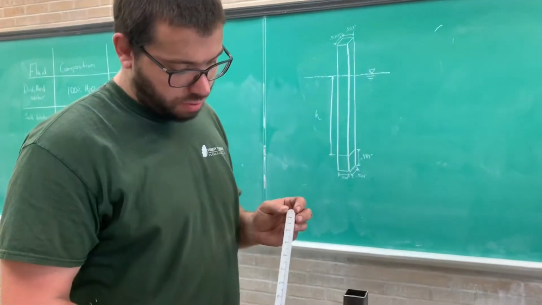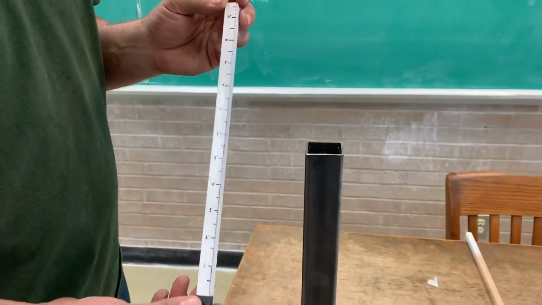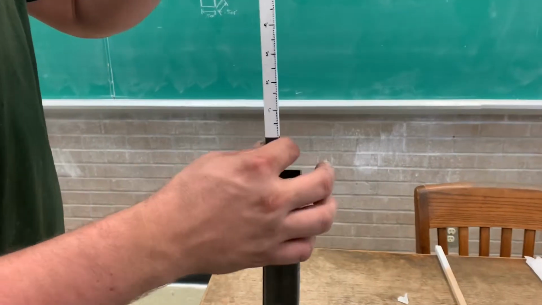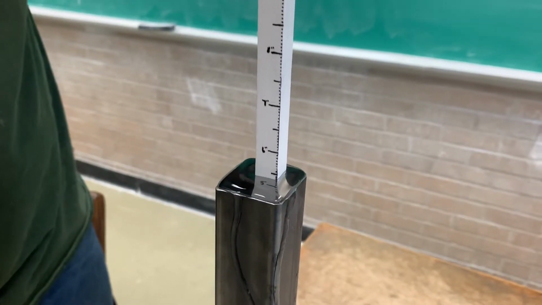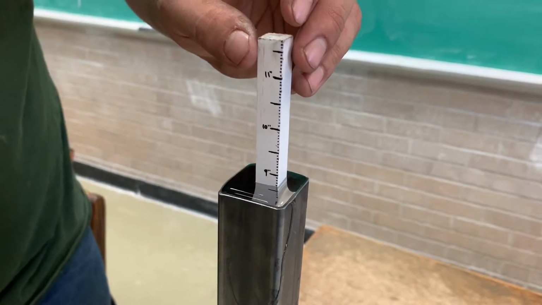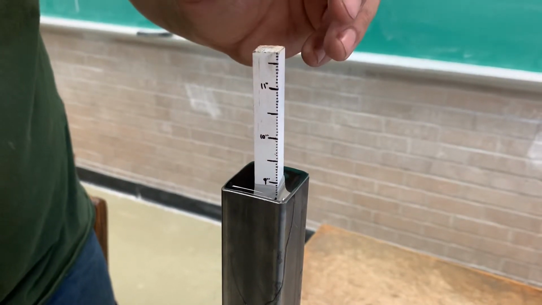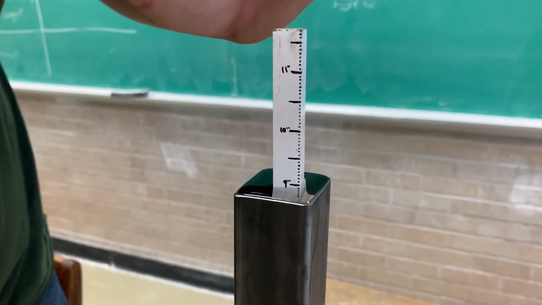For our first trial, we're going to measure the specific weight of distilled water. We're going to see how far the hydrometer sinks before it reaches static equilibrium. Eight and 15/16 inches.